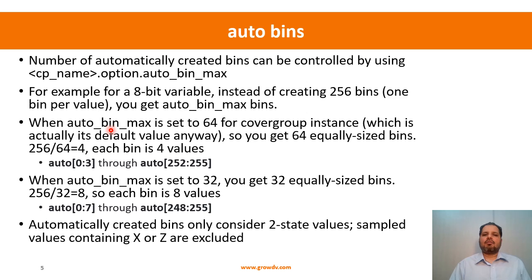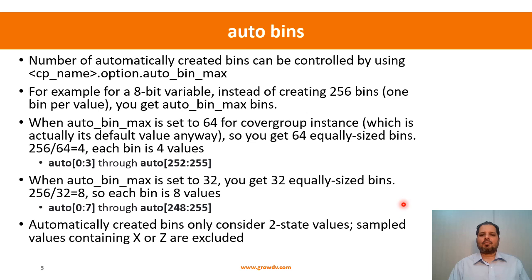So let's say when the auto_bin_max is set to 64 for a covergroup instance, which is the default value, you will get 64 equally sized bins. So what it means is 256 divided by 64, which will be 4. So each bin will have 4 values. So you will have bins created with names like auto 0 to 3, and then 4 to 7, and so on and so forth, up to auto 252 to 255. So this way, 64 bins will be created automatically by dividing the range equally.